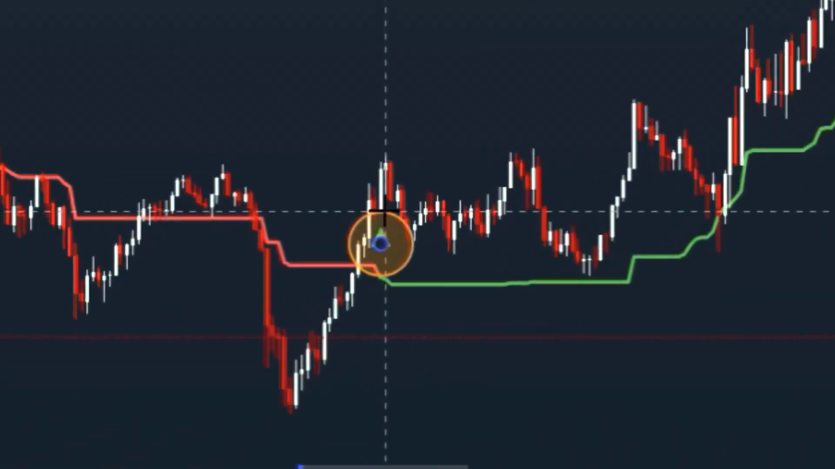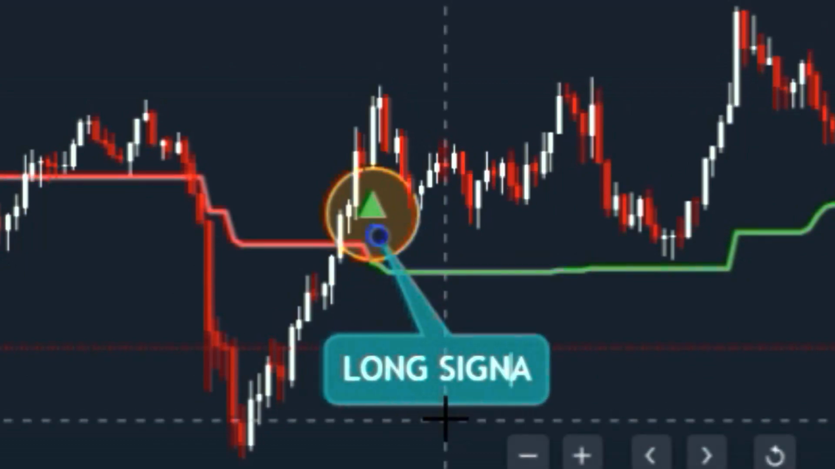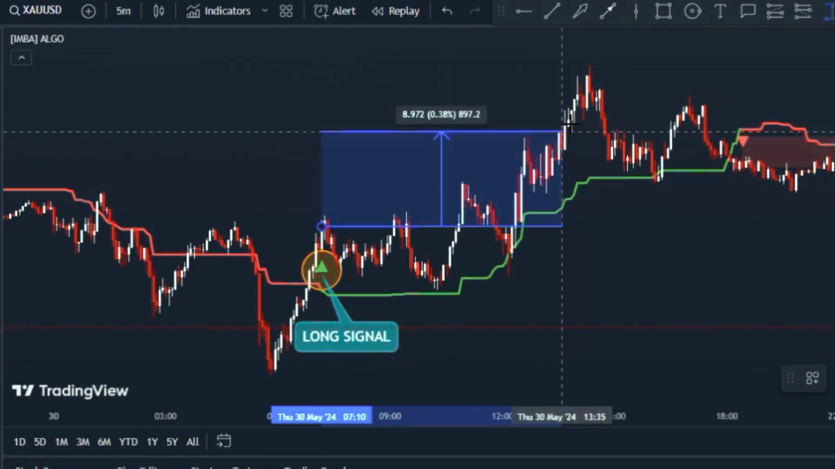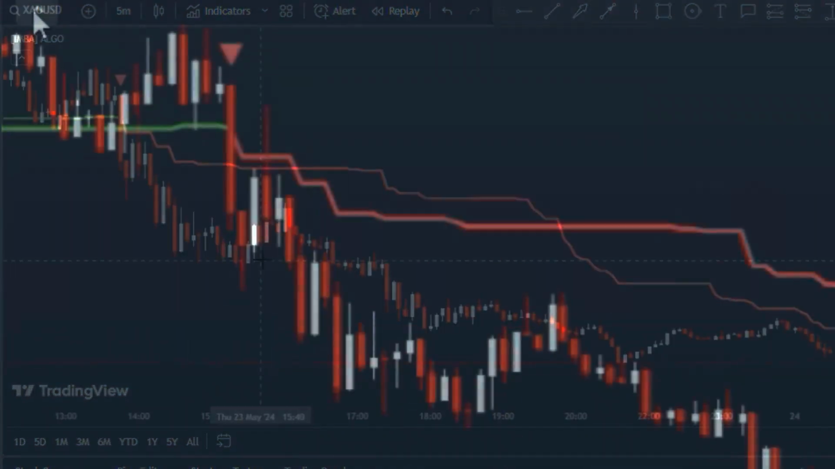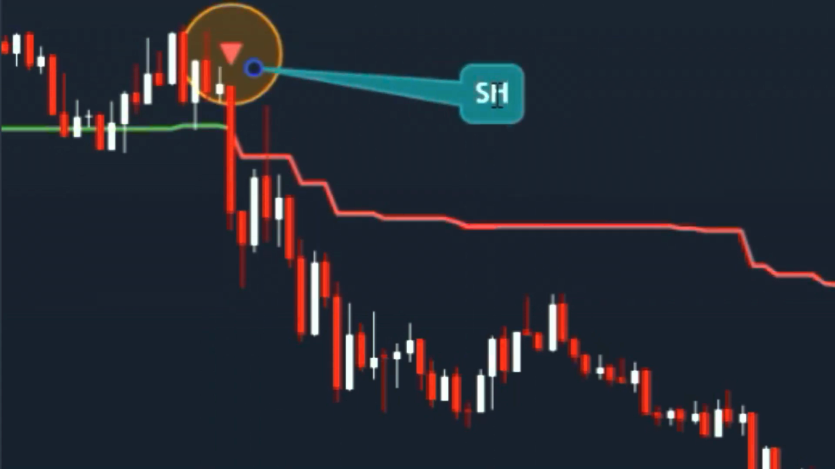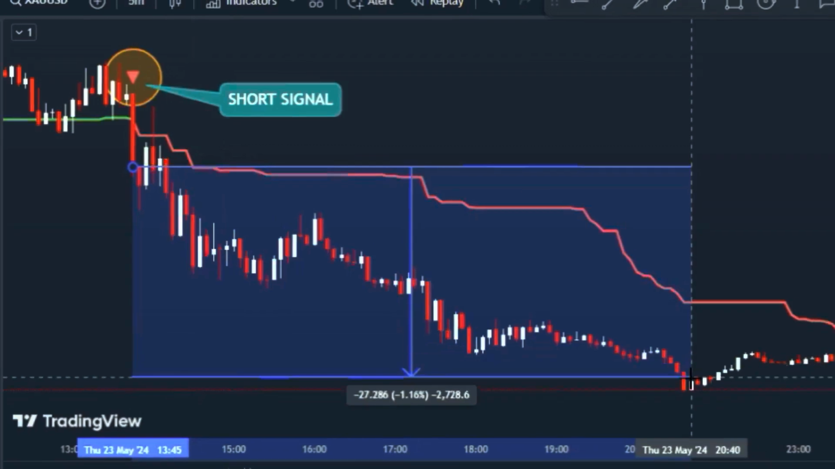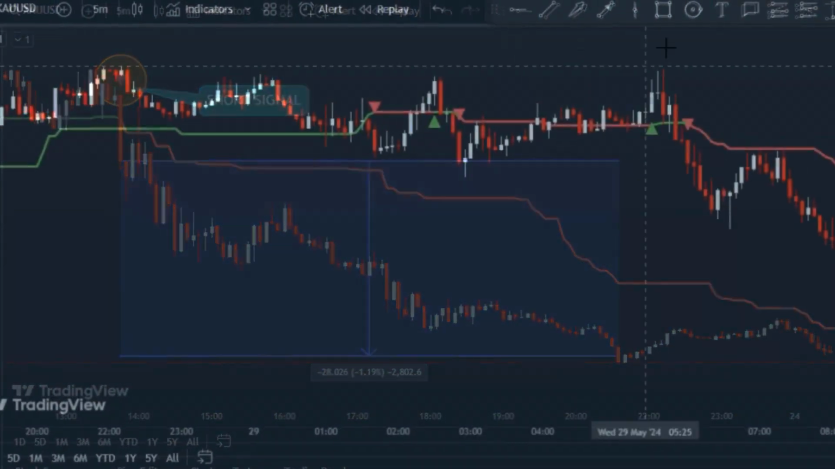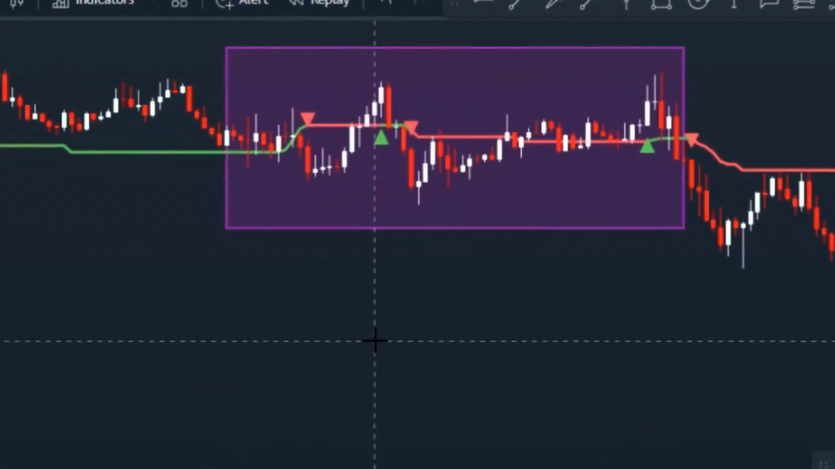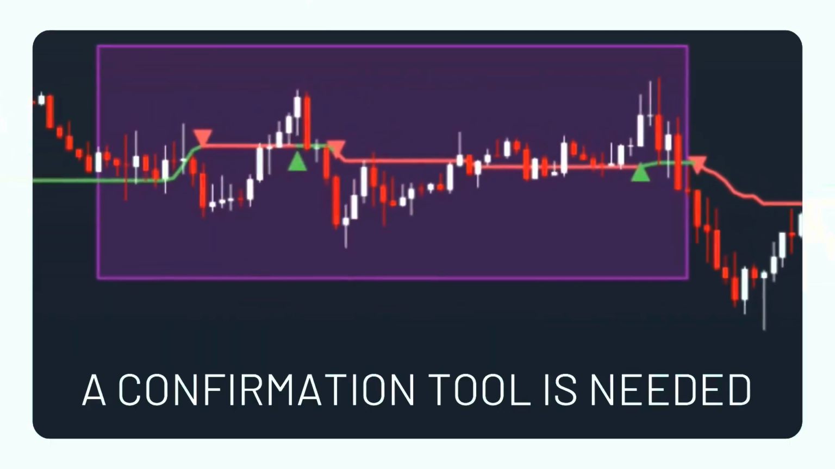Alright traders, the Balance Algo indicator spots opportunities by marking candles with triangles above or below. With our tweaks, signal accuracy is way better, but there's still a chance of false signals. No worries, we found a free, super accurate tool to help filter those out.